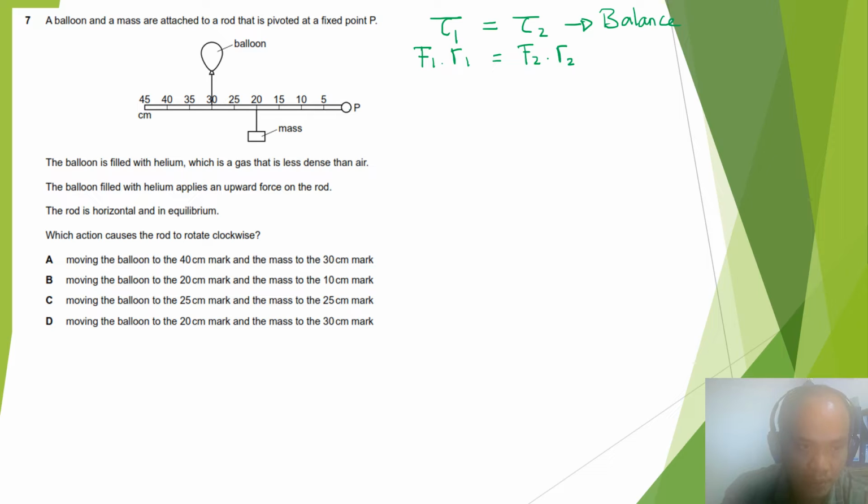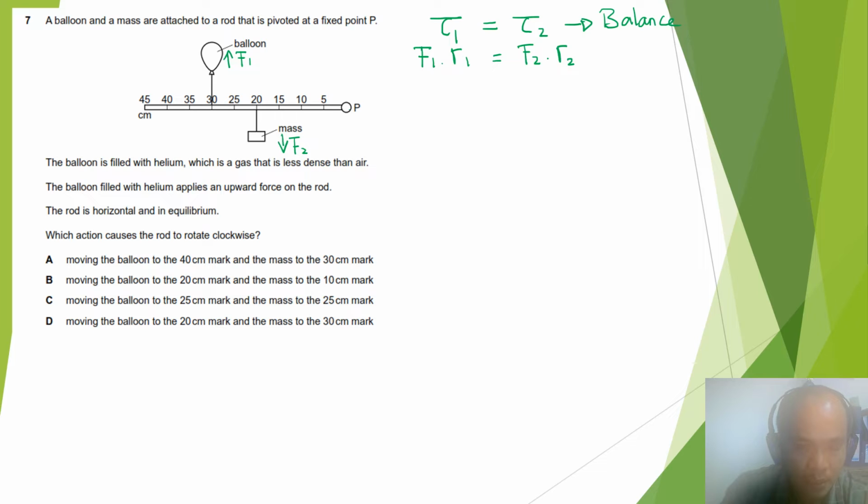Let's say this one is F1, which is the upward force, and this is the downward force, F2. We know the force because of the mass itself is the gravitational force, and the force caused by the gas, because the density of the gas is less than the density of the air, so it will go up.